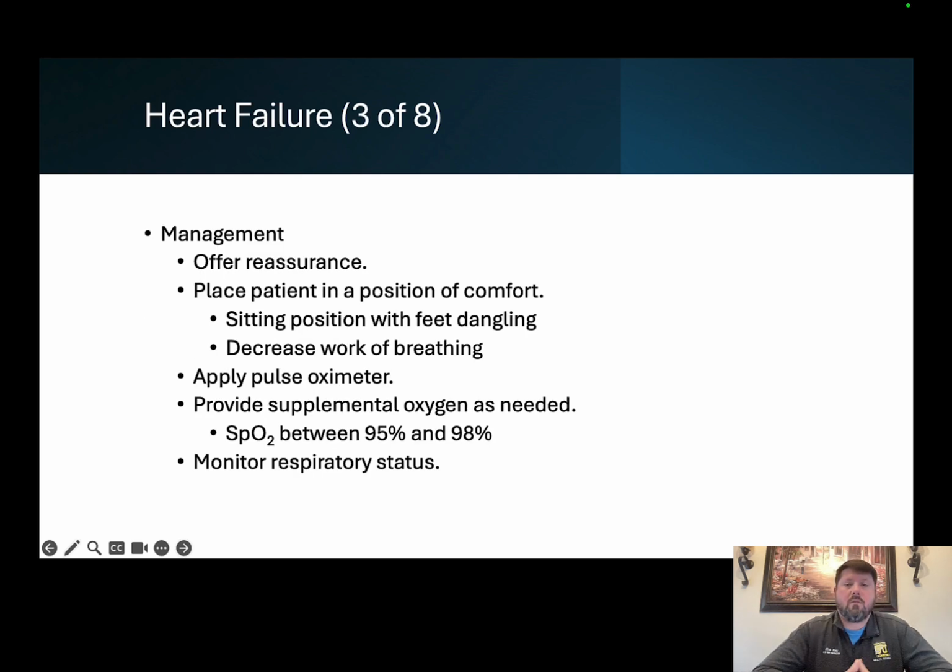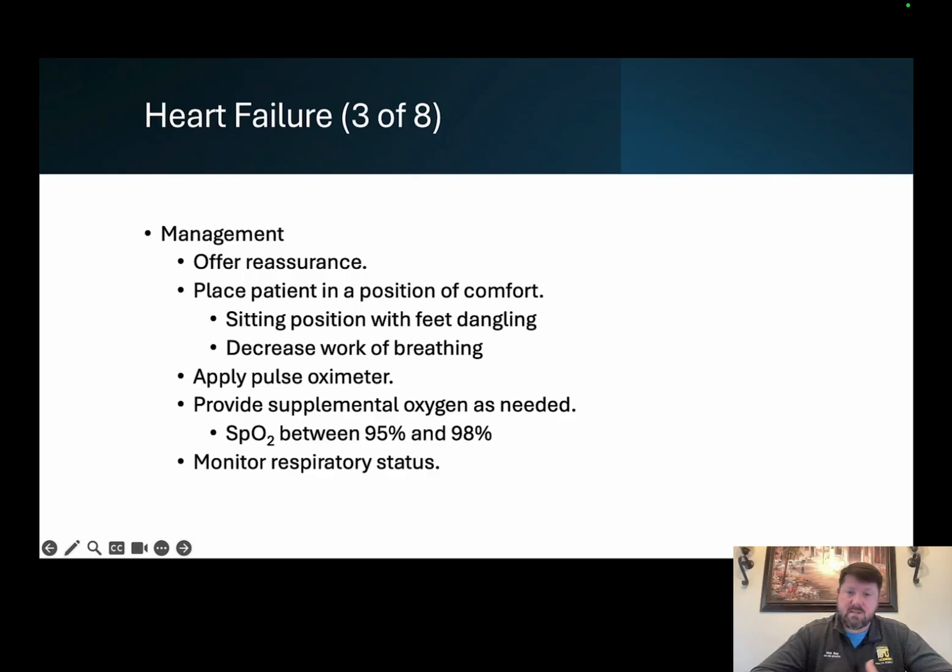So what do we do? One of the things we do, because this patient's literally going to feel like they're choking or they can't breathe, offer reassurance. Place the patient in a position of comfort where it allows them to breathe better. A sitting position with the feet dangling is ideal because it encourages venous pooling in the legs, which reduces venous return to the heart, and it also decreases the work of breathing.